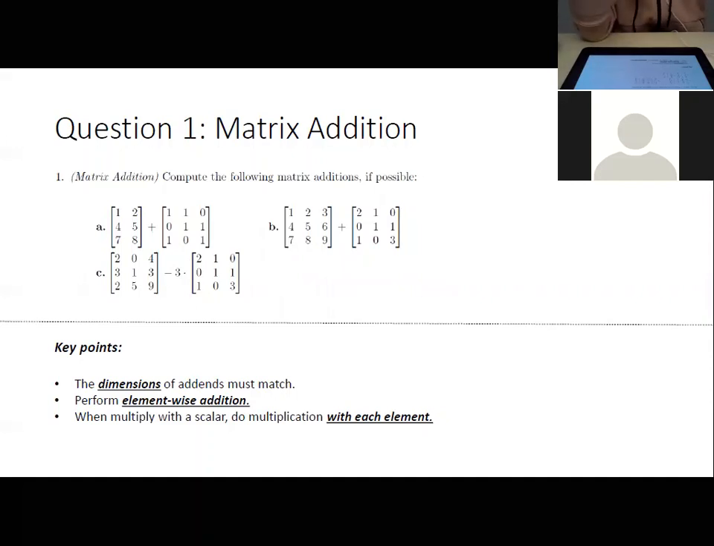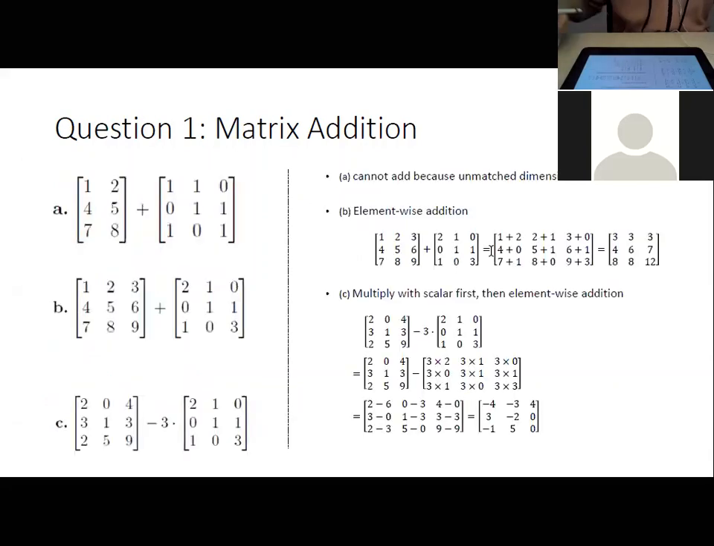And the third point is that when there is a scalar and we need to do the multiplication, we do the multiplication with each element. As you can see, we have 3 questions. In question 1, we will use each question to illustrate one key point. Now we move to the next page. We focus on question A first.